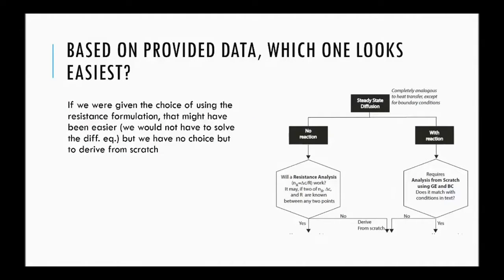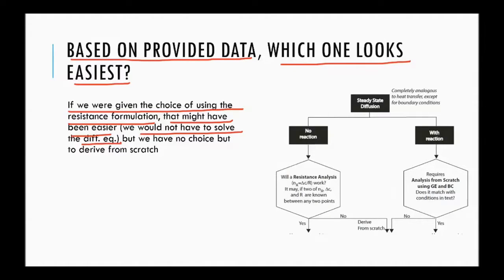So we had two choices, or we talked about two choices. Which one looks the easiest? Now, if we were given the choice of using the resistance formulation, that might have been easier because we would not have to solve the governing equation. So in another situation, we would have had two choices, and one of them, the resistance formulation, would be easier. But here we have no choice but to derive from scratch.